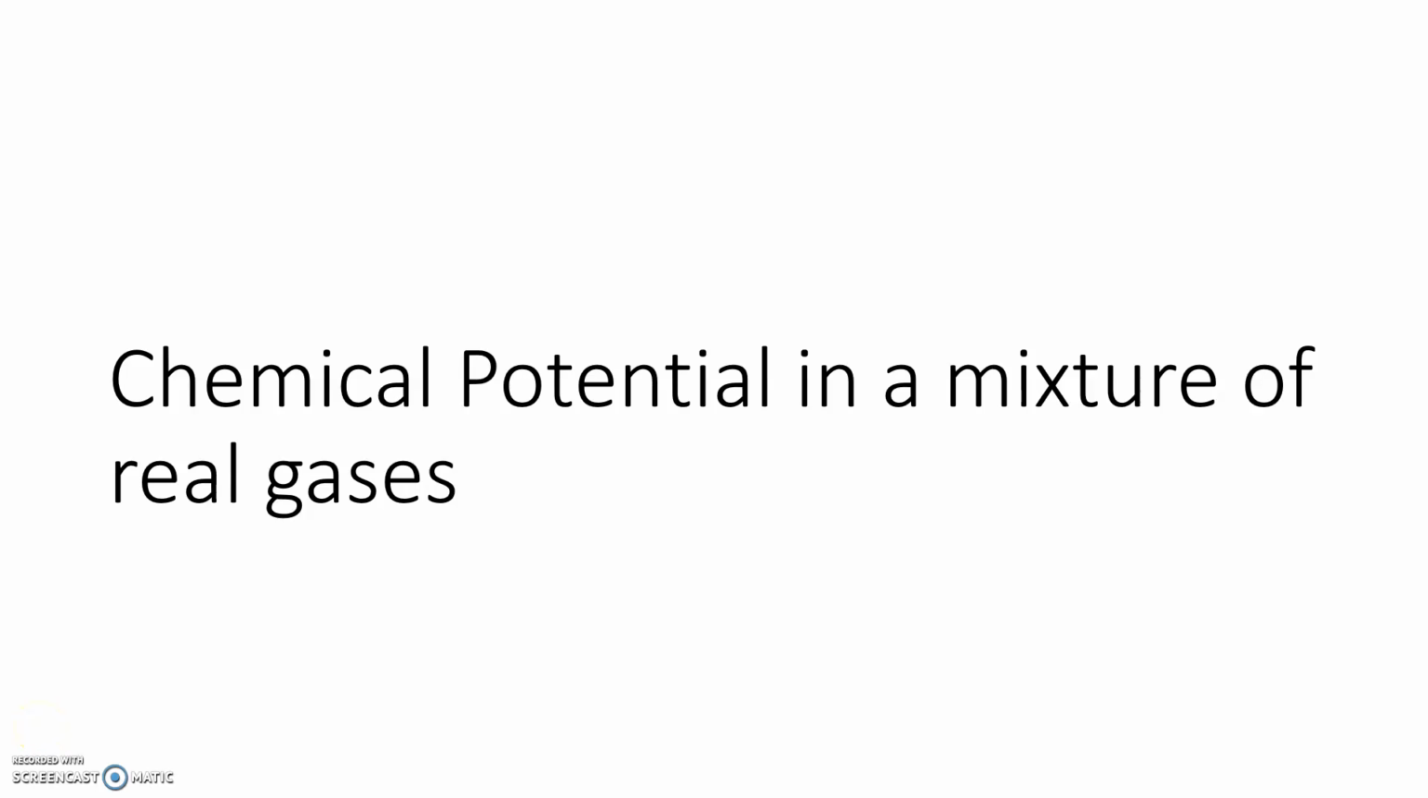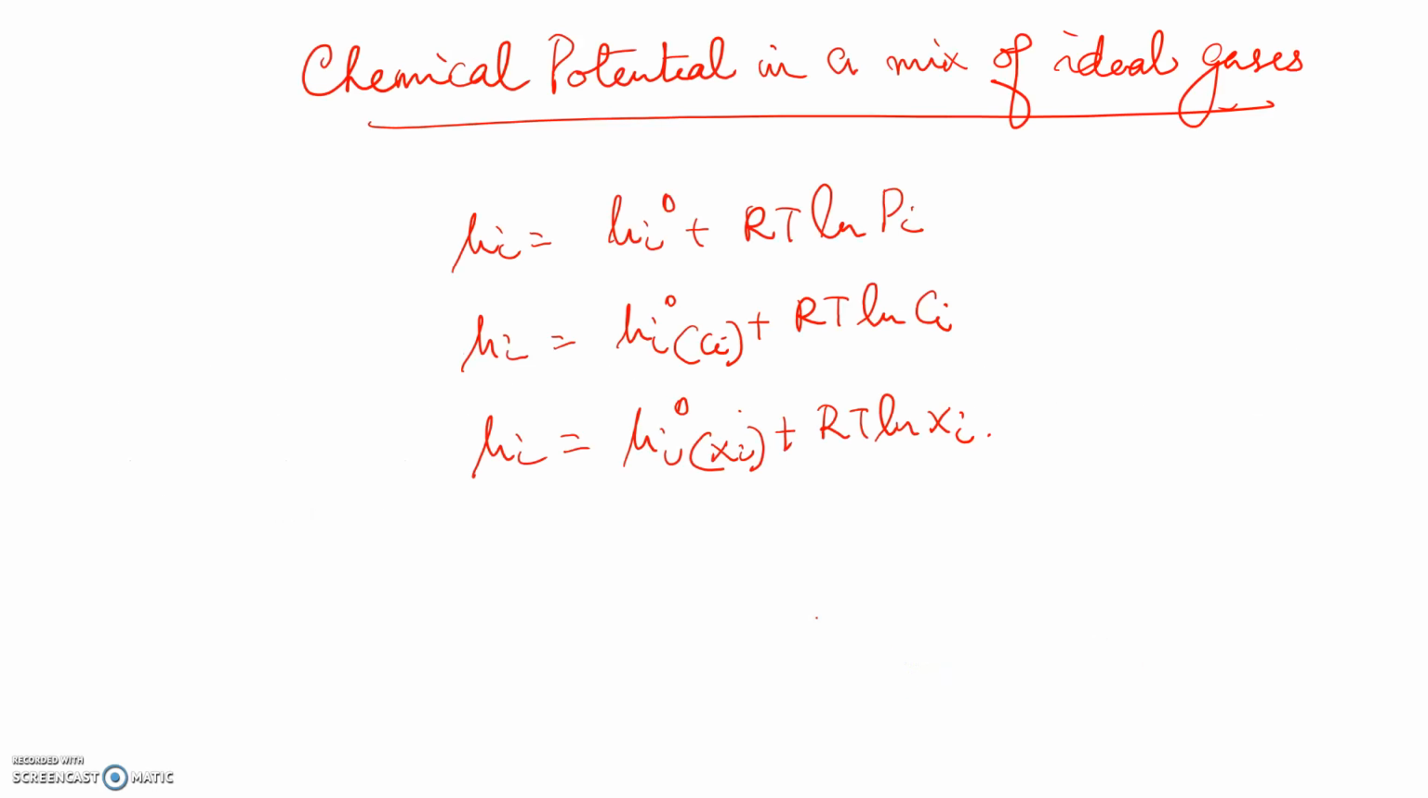Okay, in part 1, we saw the chemical potential of a component in a mixture of ideal gases. Now let's see chemical potential in a mixture of real gases. So these are the equations that we derived for the chemical potential of a component in a mixture of ideal gases. Mu i is equal to mu i0 plus RT ln Pi. Mu i is equal to mu i0 plus RT ln Ci. Mu i is equal to mu i0 plus RT ln Xi.